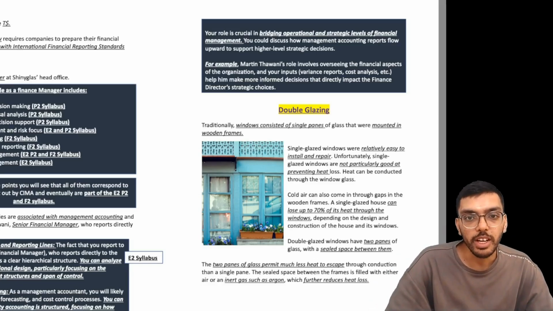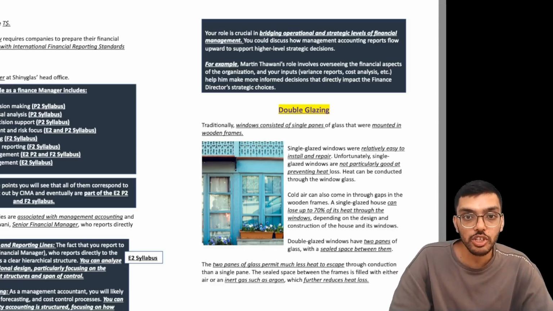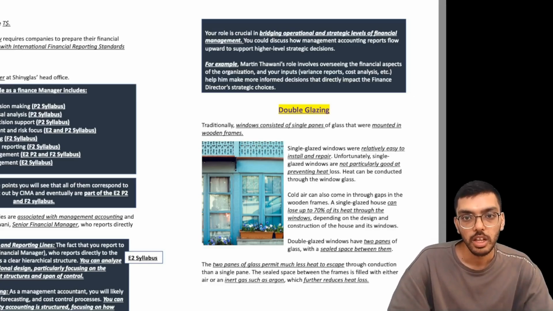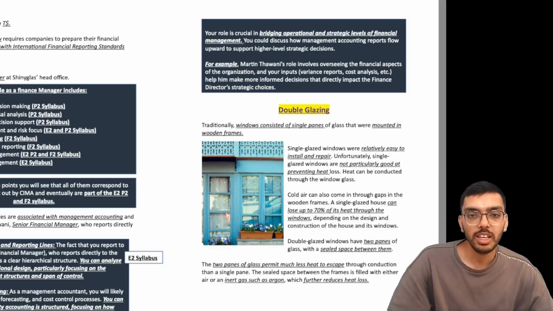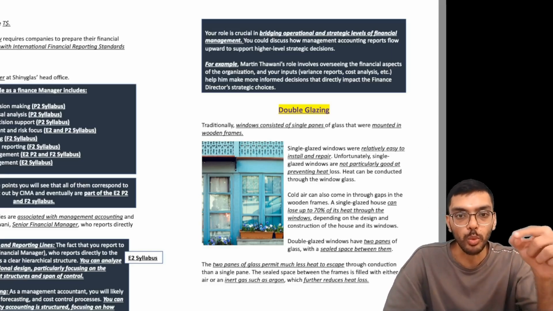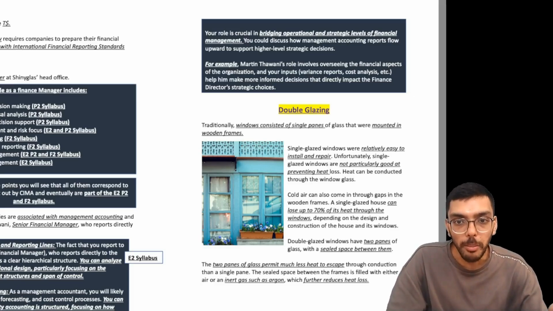So traditionally, windows consisted of single panes of glass that were mounted on wooden frames. You can see an example picture over here in front of you. This is traditional. Single glazed windows were relatively easy to install and repair. Unfortunately, they're not good at preventing heat loss. Heat can be conducted through the window because of gaps in the wooden frames. So in cold countries, it was a real problem.